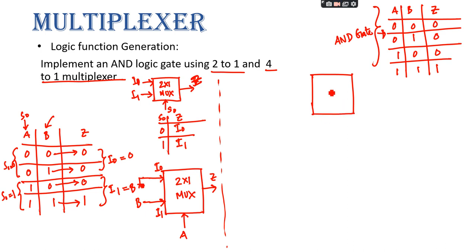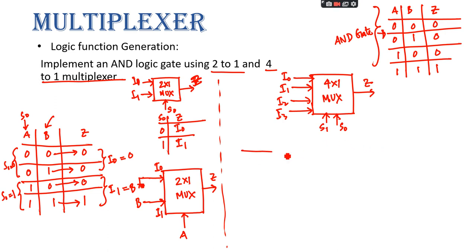So for a 4 into 1 multiplexer, your inputs should be I0, I1, I2, and then I3, right? And the output should be Z. And here you should have control inputs S1 and S0, right? Yes, sir.